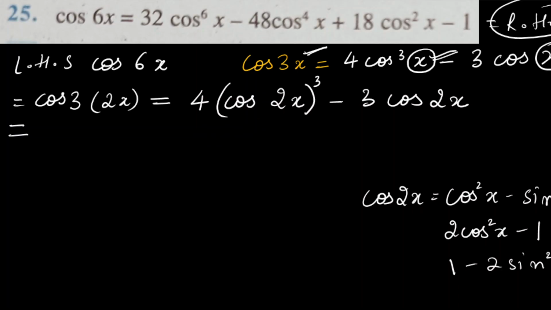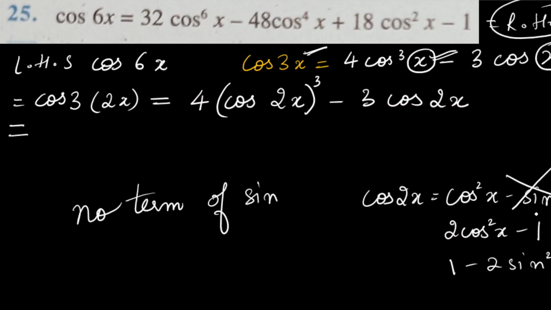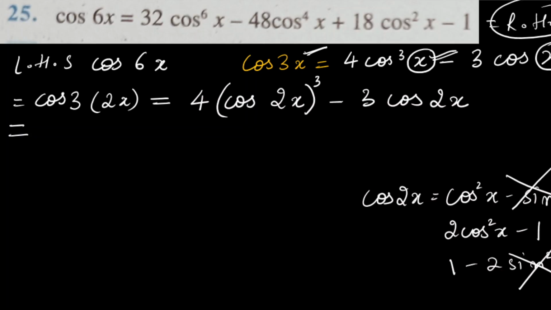See, on the right hand side, we have no term of sine. So in the first form sine is there, that means this one we can't use. In the third form also sine is there, that means this one also we can't use. Although if you use it, maybe you will get it, but it will be quite lengthy, so we have to avoid that. Only cos is present in the second form, so this one we can use.